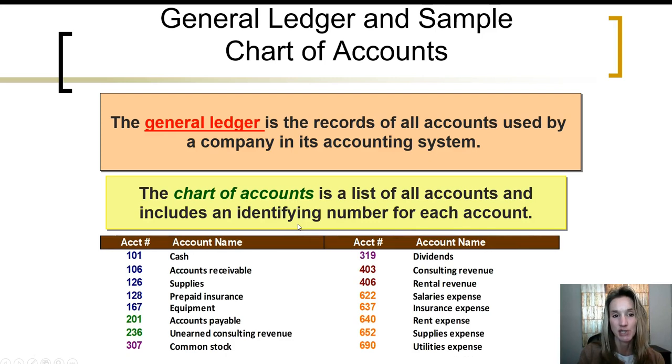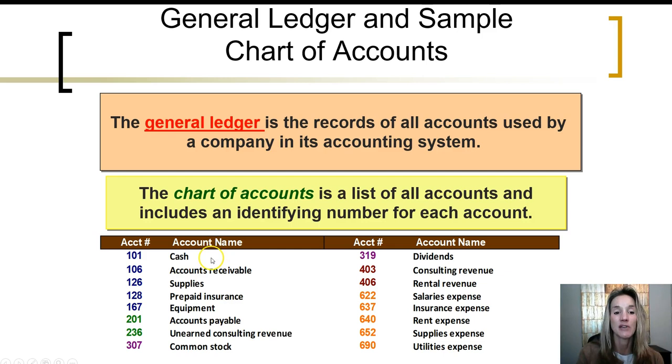I mentioned a few minutes ago that the general ledger, the filing cabinet, is the record of all accounts used by a company within its accounting system. So here's an example of what a chart of accounts, or a list of all accounts that is used in a company, might look like.